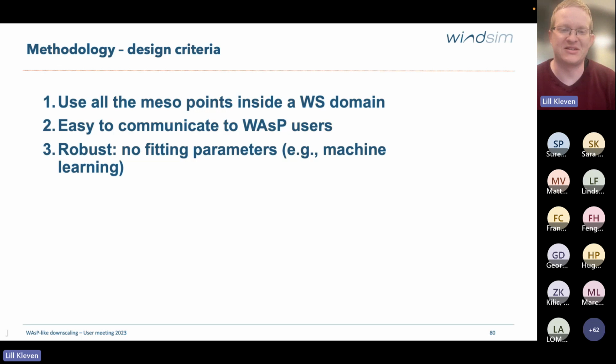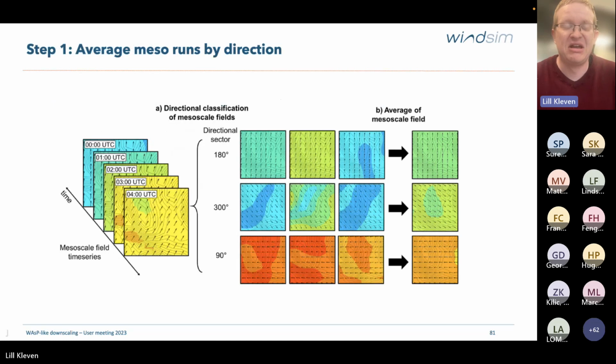And because we are in the business of making money, we want the method that's easy to communicate to people who are already familiar with WASP. And it also has to be robust, so no fitting parameters like machine learning. So there are a couple of steps we do here.